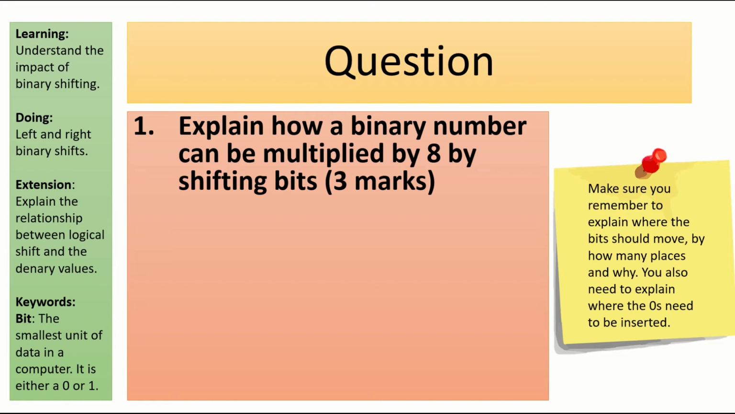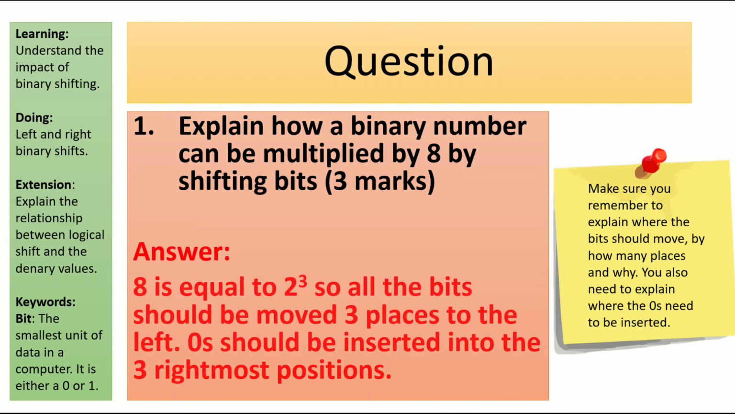by shifting the bits, something to keep in mind in the exam is to make sure you remember to explain where the bits should move, by how many places and why. You also need to explain where the zeros need to be inserted. So here our answer would be: 8 is equivalent to 2 to the power of 3. So all the bits should be moved 3 places to the left. Zeros should be inserted into the 3 rightmost positions.